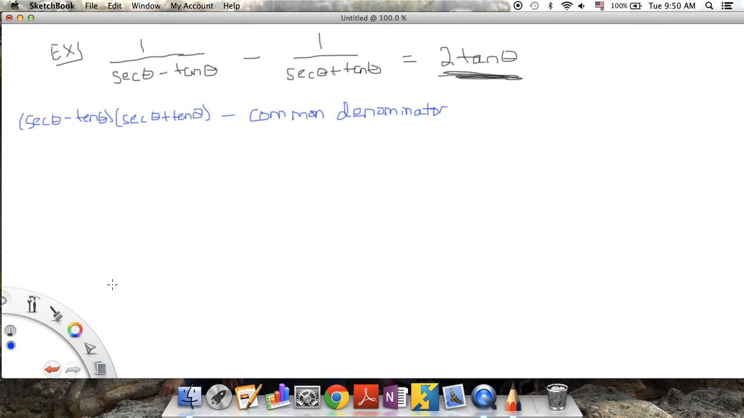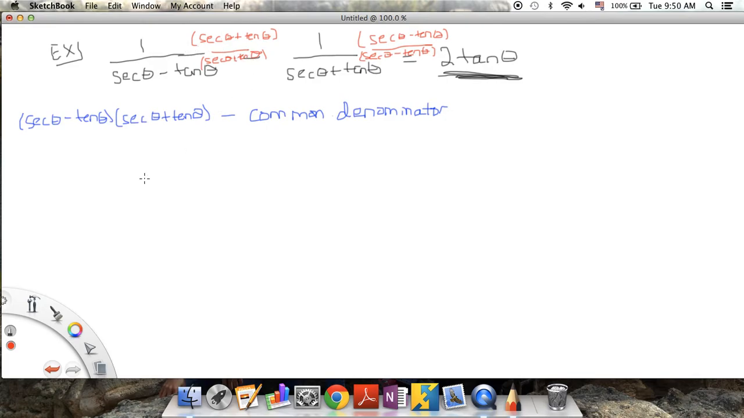So how are we going to get these like that? Well, what do we do with common denominators? We multiply by whatever we have left. So for this one, we're going to multiply by secant theta plus tangent theta over secant theta plus tangent theta, if you can read that. And this one we're going to multiply by secant theta minus tangent theta over secant theta minus tangent theta. Remember, you got to multiply by 1 for it to stay the same.